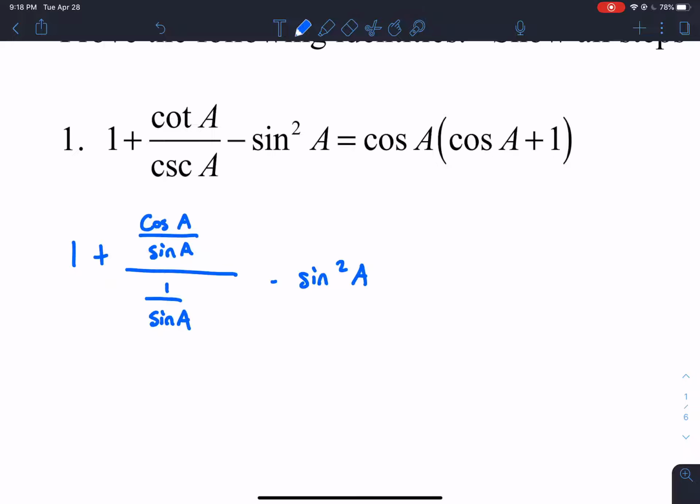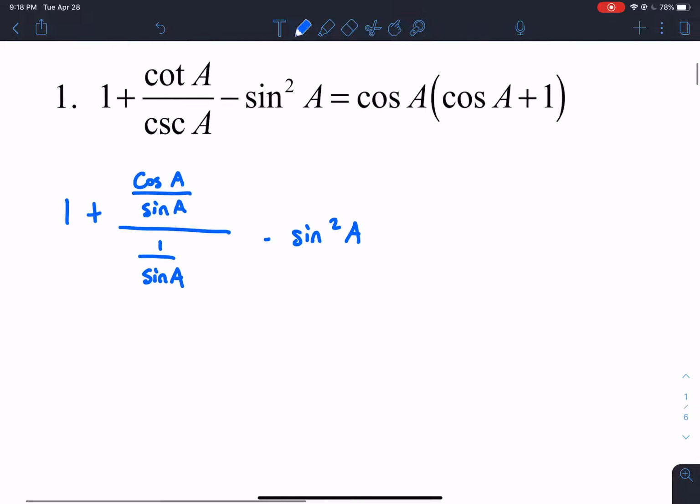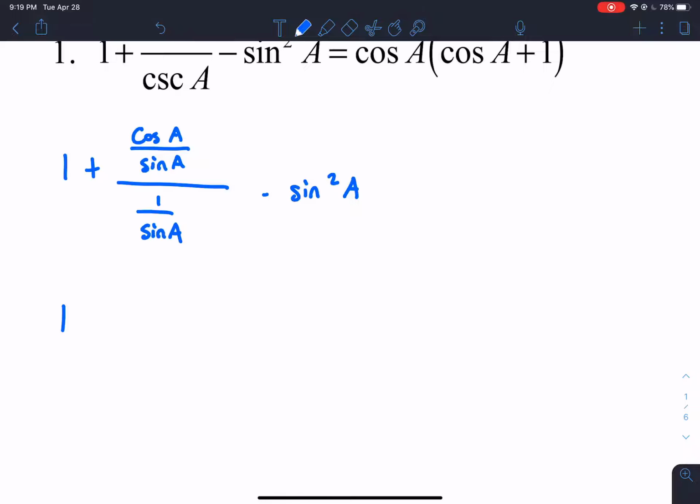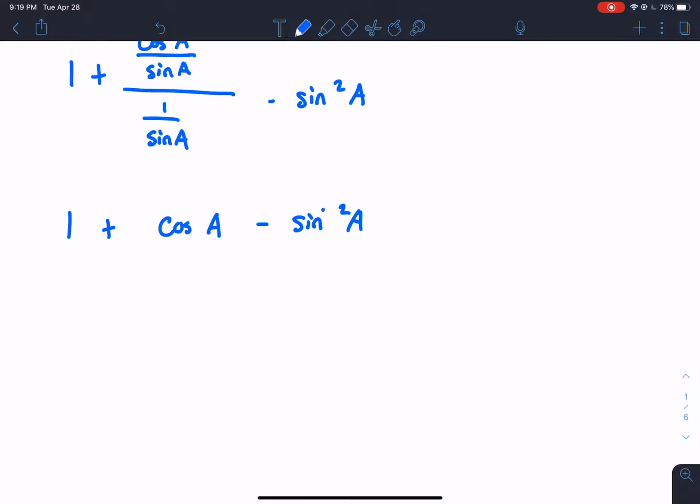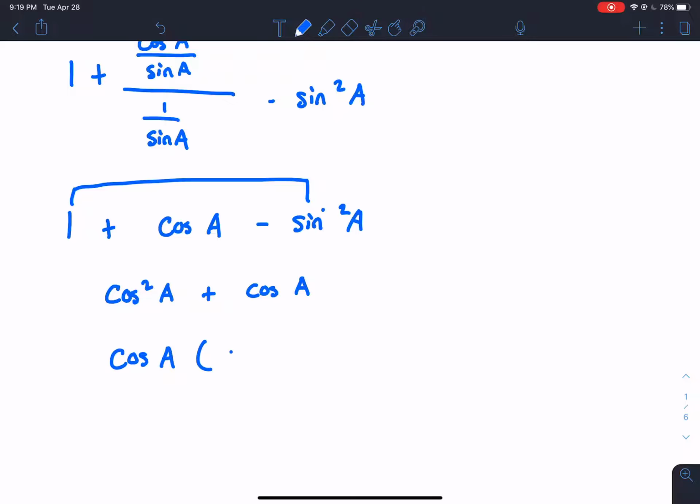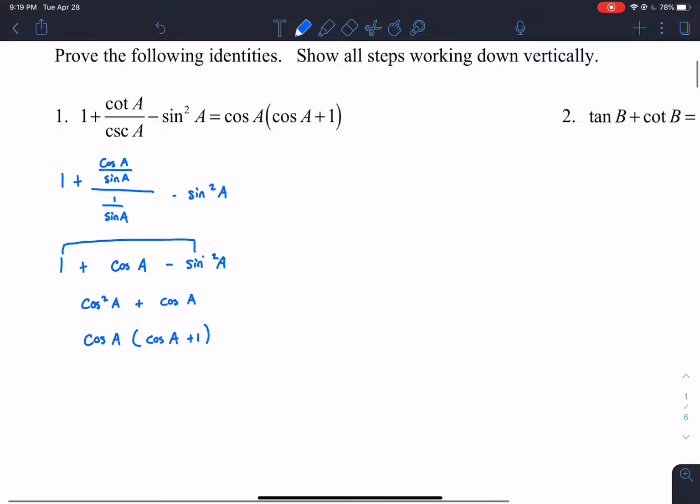Now when you do this fraction, the sines are going to cancel out, so you just have cosine now. Now if you put both 1 minus sine squared together, that's going to give you cosine squared. That's an identity. And then obviously they both have cosine in common, so you can factor that out. And then you're left with your proof.